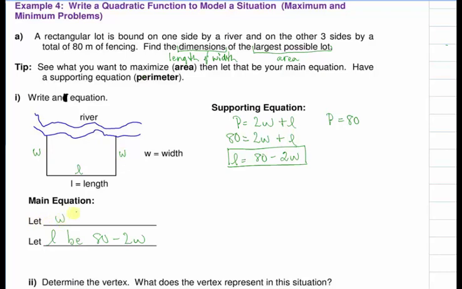The other two sides, we're just going to use our variable w. So we're going to let w be the width. Okay, and L in this case, of course, meaning the length. Okay, so now we're going to take a look at our main equation.